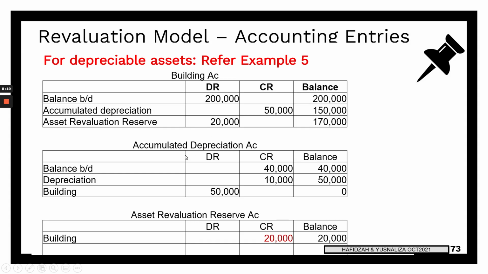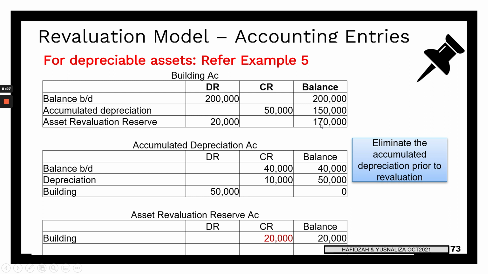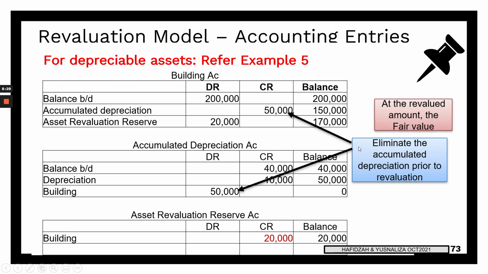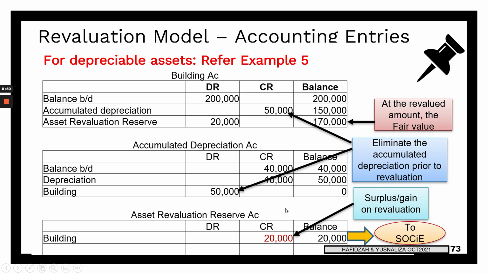This is the 3-column ledger that shows the accounting entries related to the revaluation that took place at the end of the year. So these are the elimination of the accumulated depreciation in the 3-column ledger. These are the building account that is maintained at the revalued amount, being the fair value, and the surplus is credited to the asset revaluation reserve account. And that will later be presented in the statement of changes in equity under the asset revaluation reserve column.